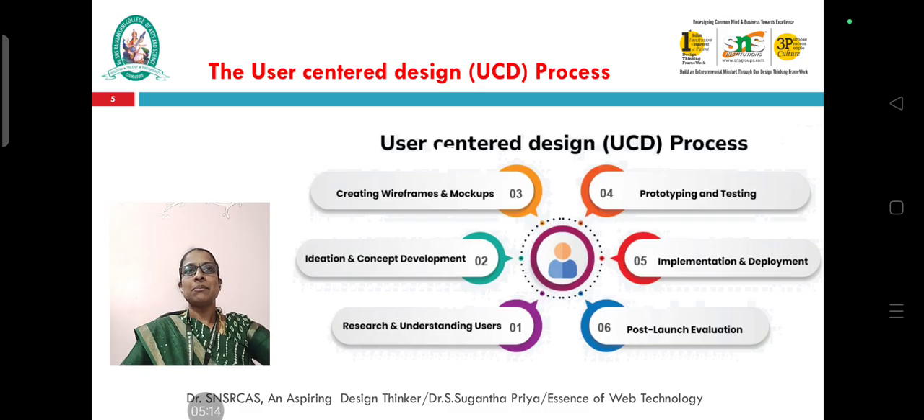Fifth is implementation and deployment. You build and launch the final product, integrating every user feedback and ensuring it meets the user needs. For implementation and deployment, we can integrate feedback, finalize the design and deploy. Sixth is post-launch evaluation. You continuously gather feedback and improve the product after it has been launched. We can conduct user feedback gathering and continuous improvement.